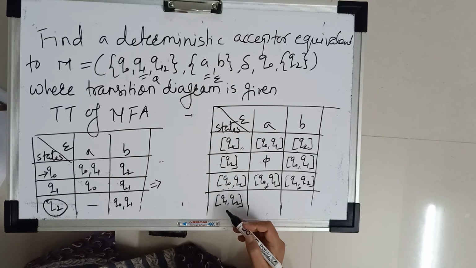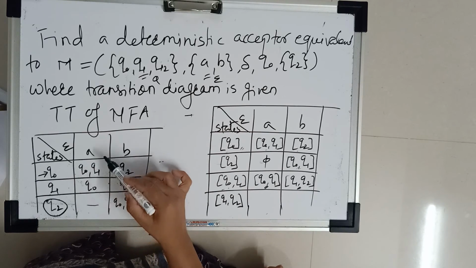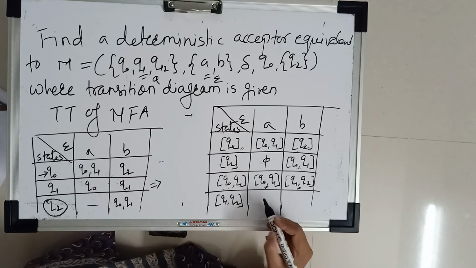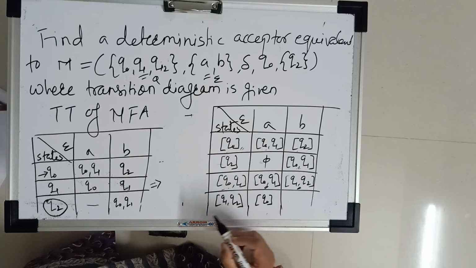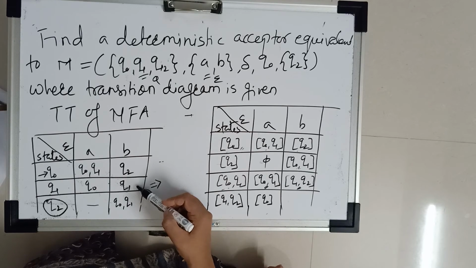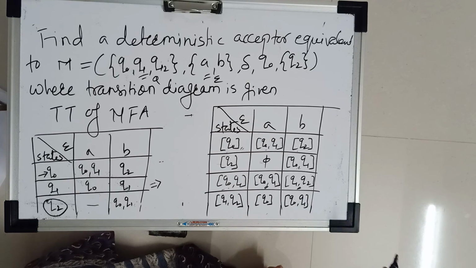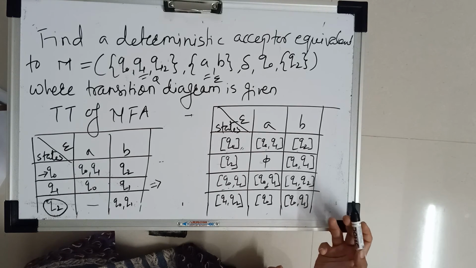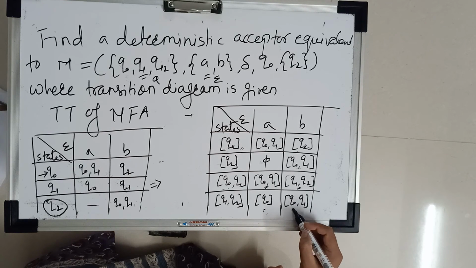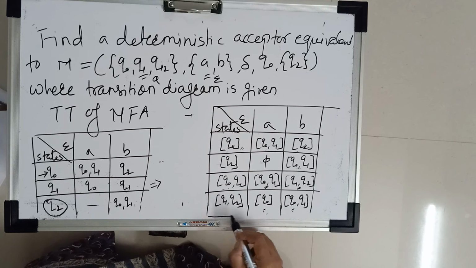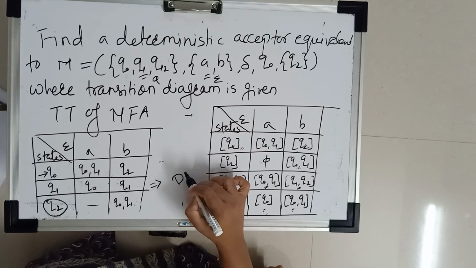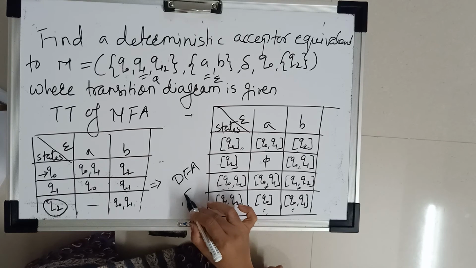Again write down the values from this table for Q1, Q2. What are the values of Q1 and Q2 for the A column? Only Q0 is given. We'll write Q0 here. And for the B column, for Q1, Q2, it is Q1, Q0, Q1. Again Q1 is given twice, but we'll write it once, and we'll write these values in sequence, so we get the state Q0, Q1. Again check whether you are getting a new entry or not. Already we have taken Q0 and Q0, Q1. So we can terminate this table, and this table is your DFA table, the transition table of the DFA.